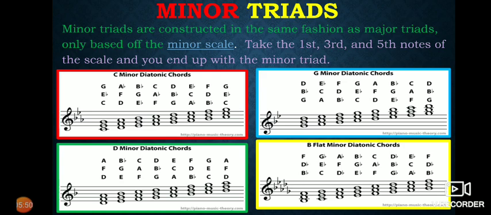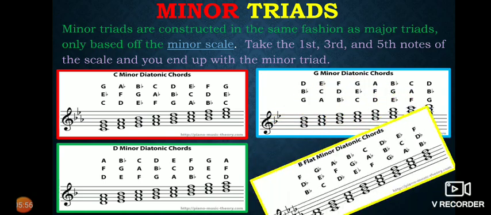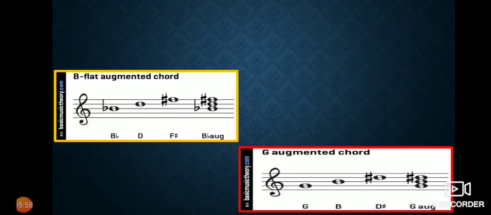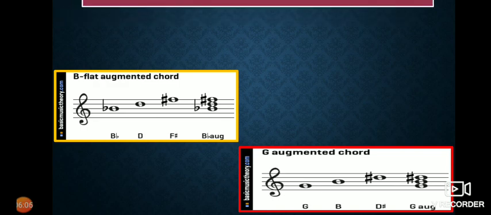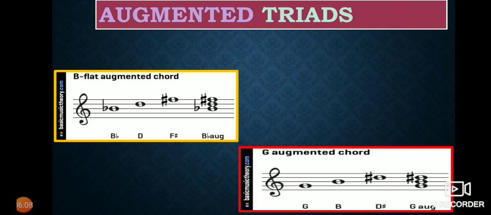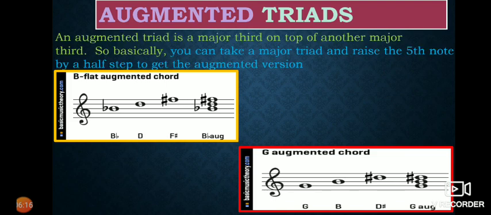We have D major triad, D minor triad, G minor triad, B flat minor triad, and C minor triad. In a non-major scale, we have their minor. As I told you before, all the major scales have their relative minor. Now let's move to the third one, augmented.